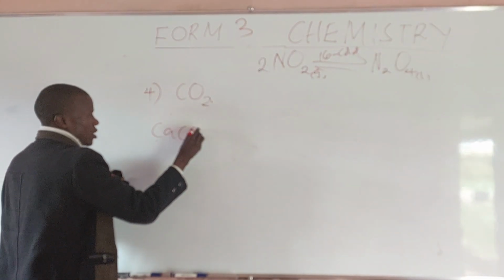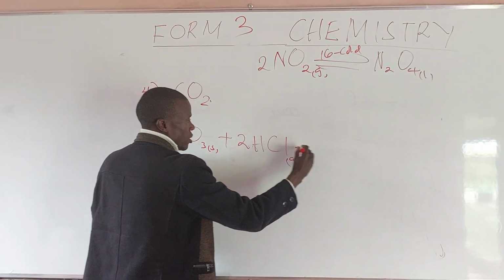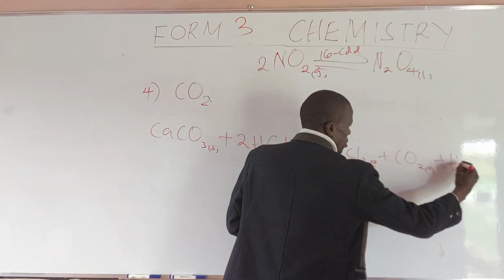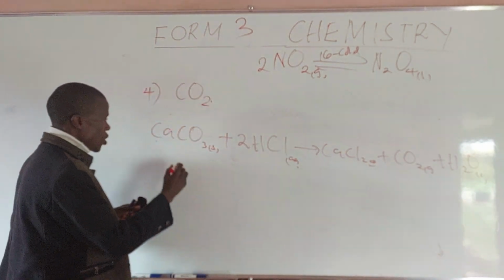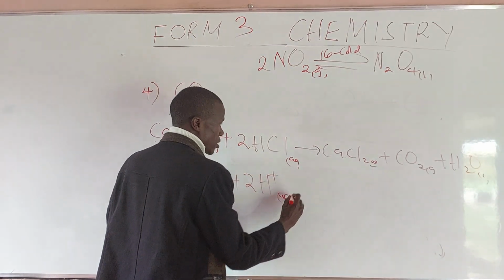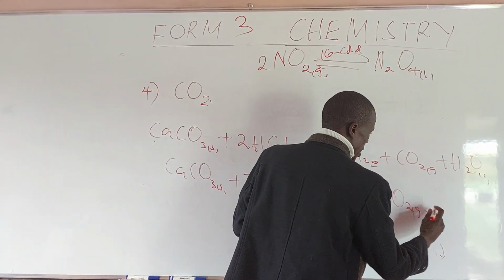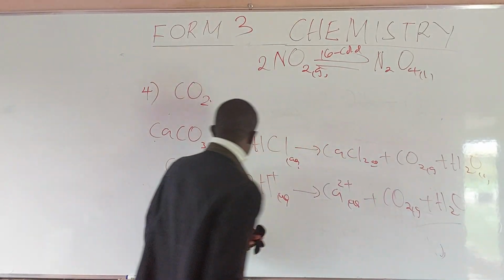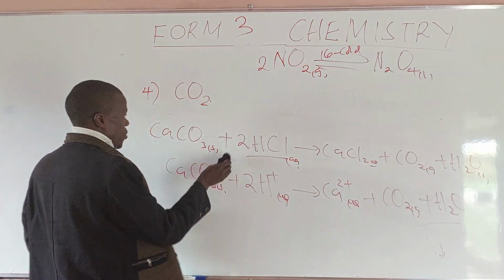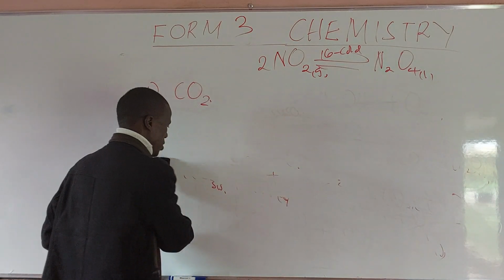The marble chips is what we call calcium carbonate. We need 2 moles of HCl to form calcium chloride, carbon 4 oxide, and water. The ionic equation here now becomes calcium carbonate, 2 moles of hydrogen ions, 1 mole of calcium ions, carbon 4 oxide, and 1 mole of water. We cannot use sulfuric 6 acid here because we are going to form calcium sulfate, which is insoluble, and we will form a coat or a layer that prevents further reaction.